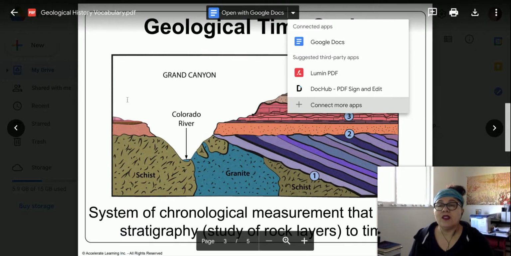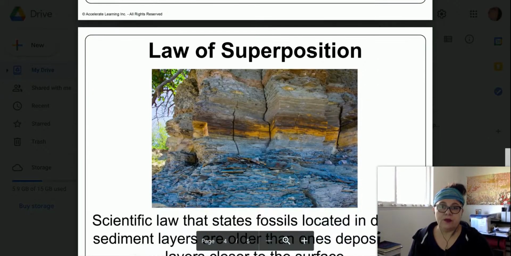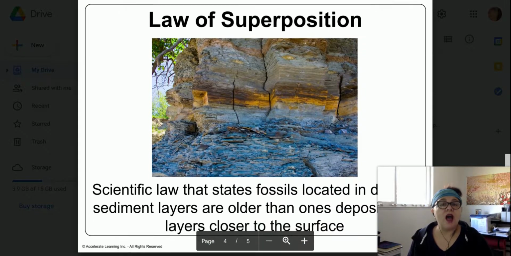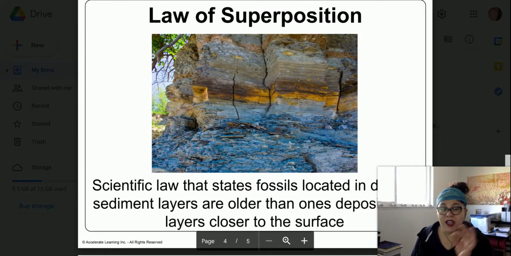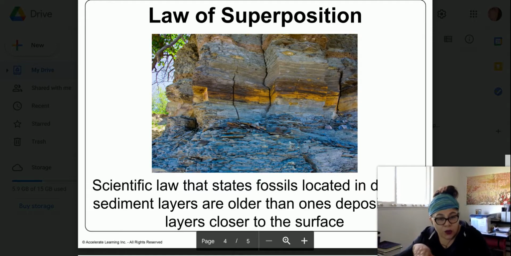Okay, so let's go on to the next word. The law of superposition. The law of superposition is a scientific law that states that the lower a layer is in the Earth, the older the fossils are.